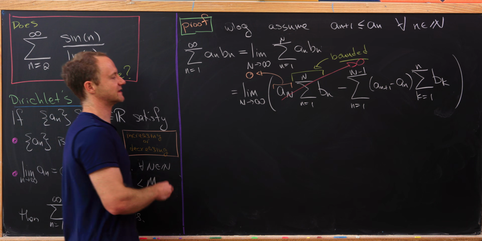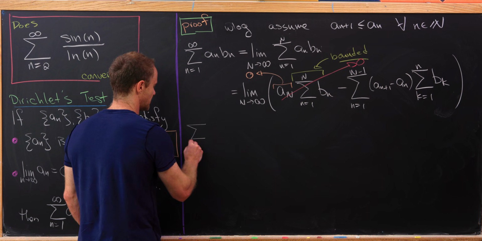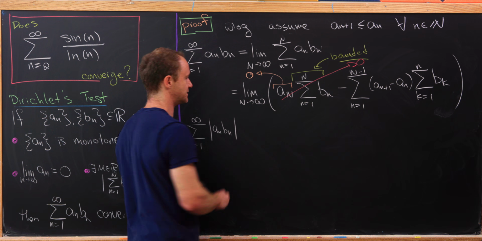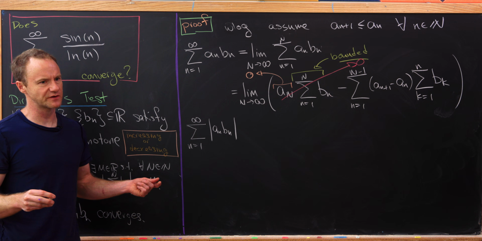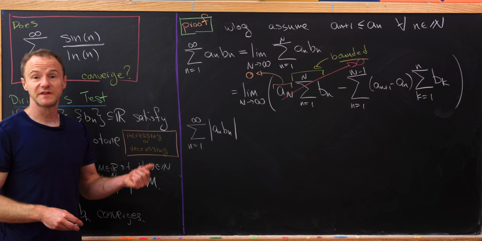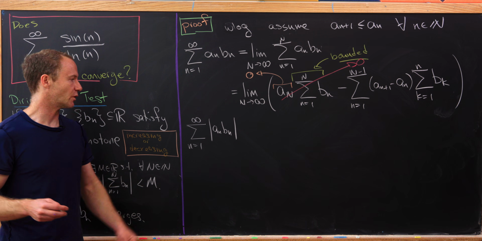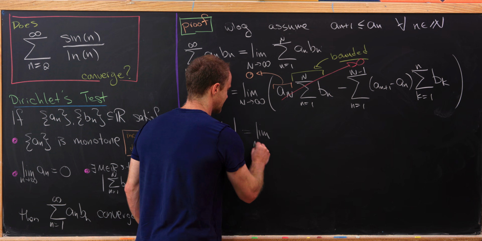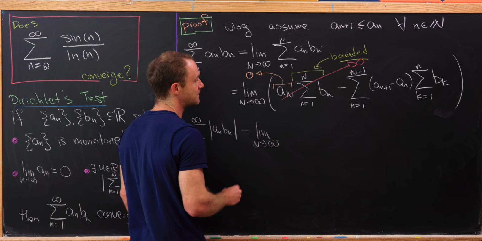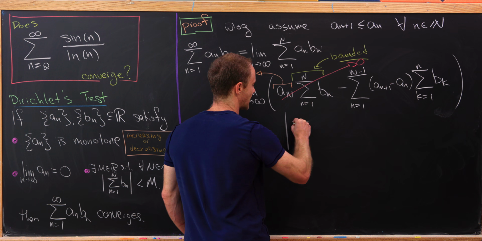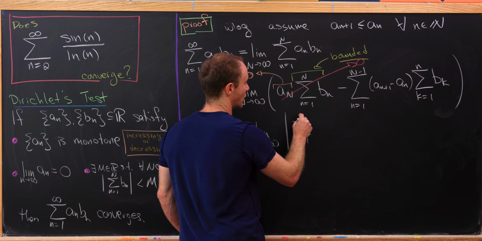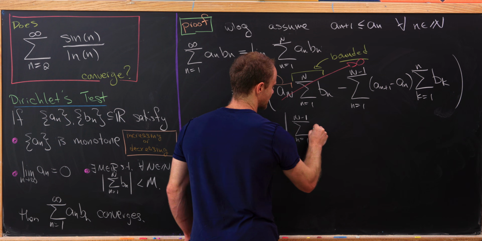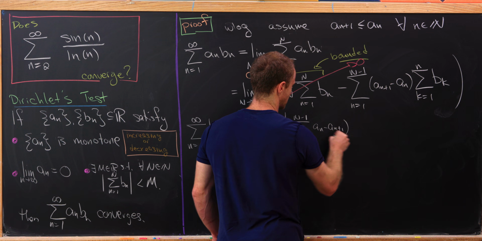Okay, so now let's rewrite this a little bit. So let's look at the sum as n goes from 1 to infinity of the absolute value of a sub n times b sub n. So spoiler alert, we'll actually show that this thing absolutely converges. But then if it absolutely converges, it converges and we'll be good to go. Okay, so let's see. This will be equal to the limit as capital N goes to infinity of the absolute value of the sum as n goes from 1 up to capital N minus 1 of, I'm going to switch that there to a sub n minus a sub n plus 1.